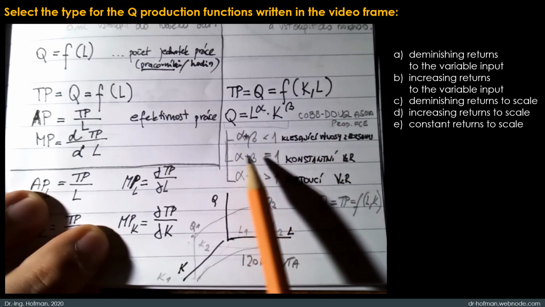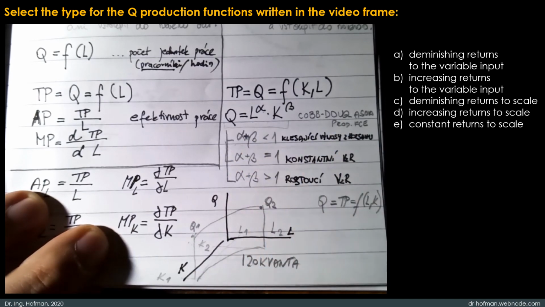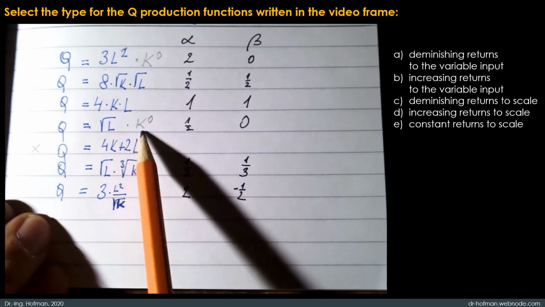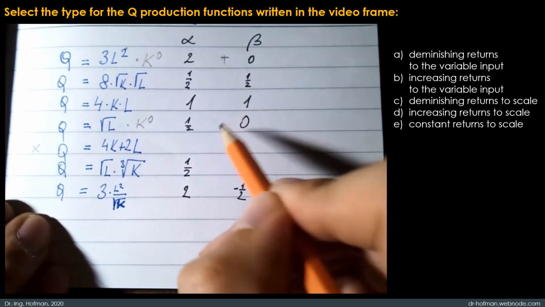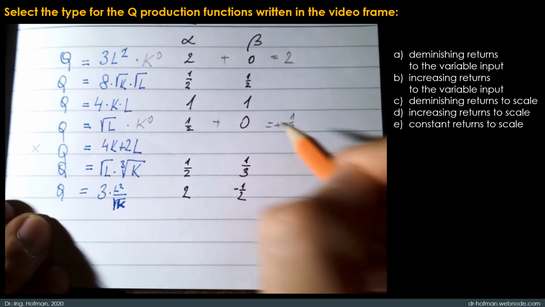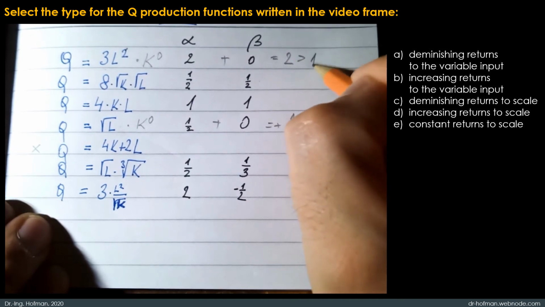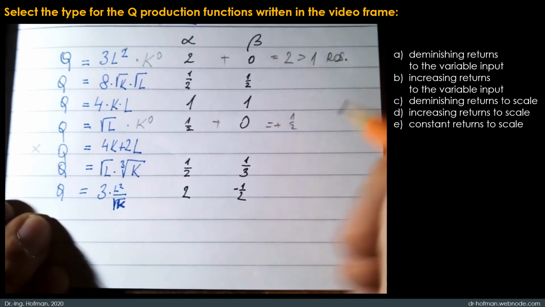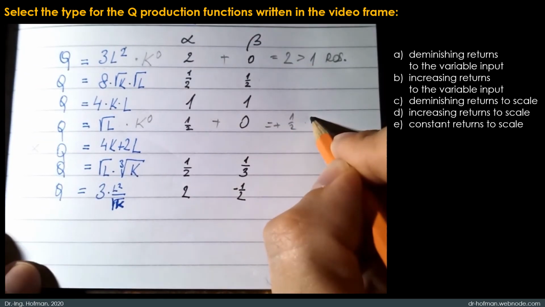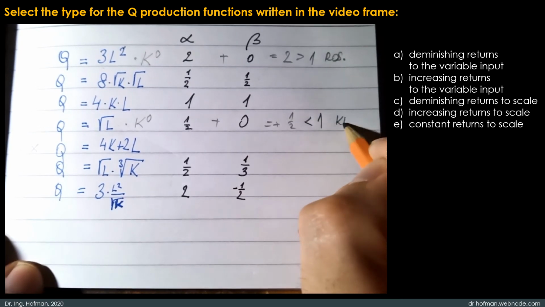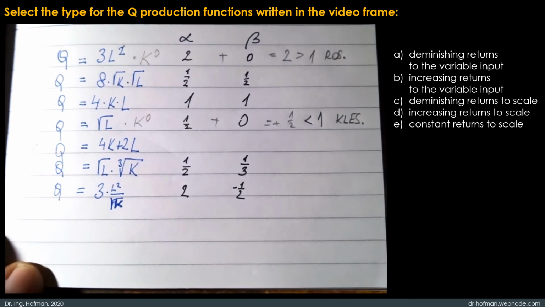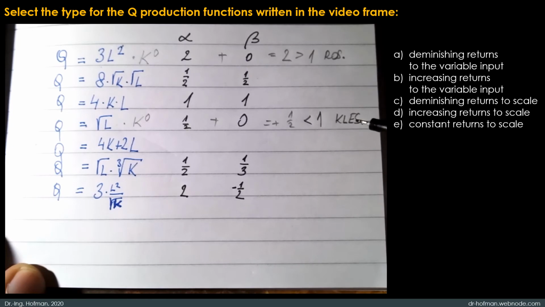From the Cobb-Douglas production function we know that we have to sum the exponents. For the cases where there was no K, we added K to the 0, and now we have comparison. So the first case was increasing returns to the variable input, and in the other one decreasing, diminishing returns to the variable input.